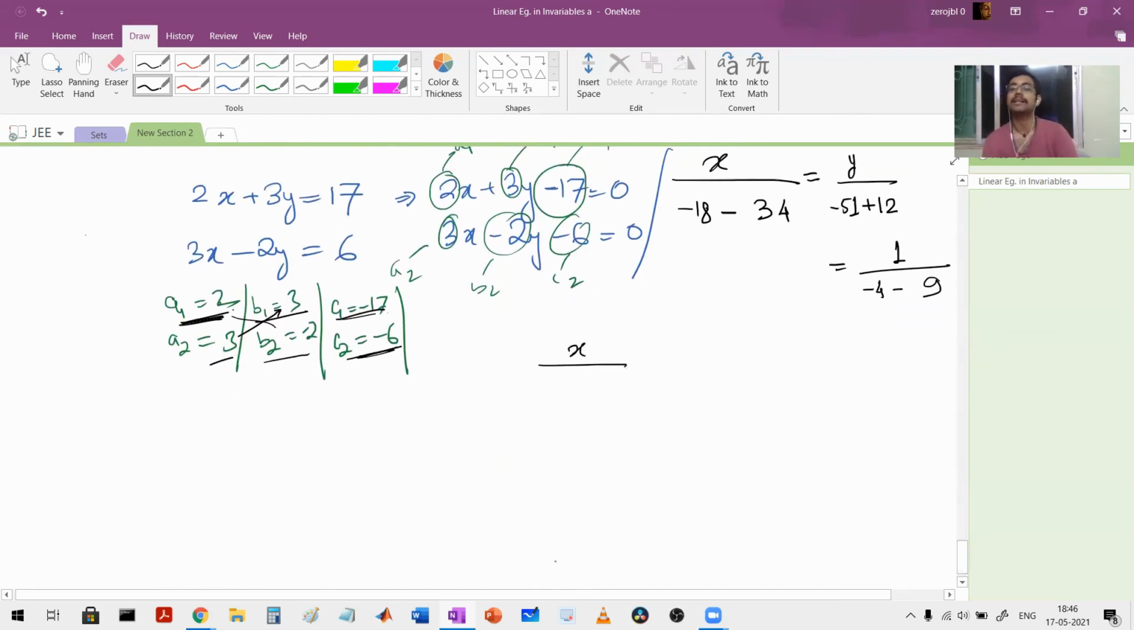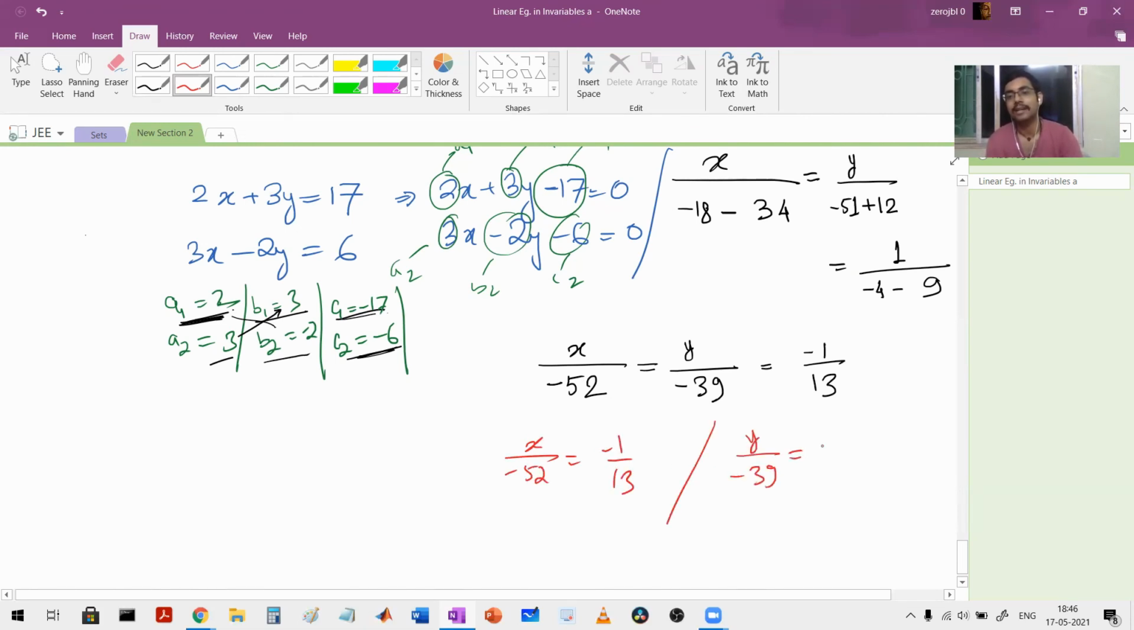X by what is minus 18 minus 34? It is minus 52. That is equal to y by minus 51 plus 12 is minus 39, I guess. That is equal to minus 1 by 13. So if this is true, can I not say that x by minus 52 is minus 1 by 13? Can I not say y by minus 39 is minus 1 by 13?